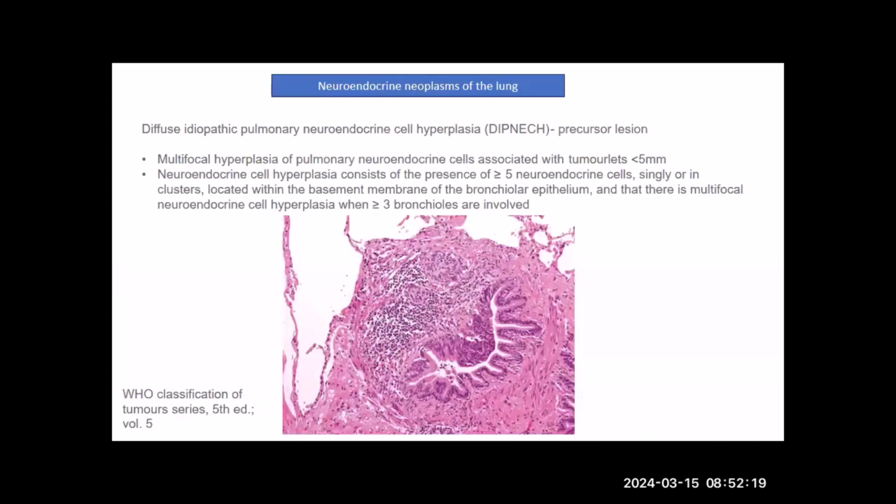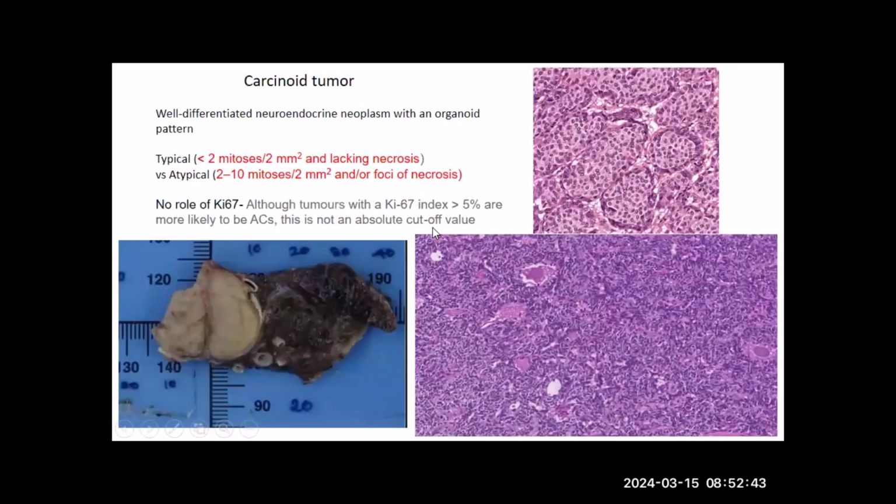So, coming to neuroendocrine tumors of the lung, this is a precursor lesion. This is diffuse idiopathic pulmonary neuroendocrine cell hyperplasia. These are tumorlets less than 5 millimeters, and it could be sporadic or associated with diffuse pulmonary disease. So this is a precursor lesion, and then there are well-differentiated neuroendocrine tumors and neuroendocrine carcinomas.